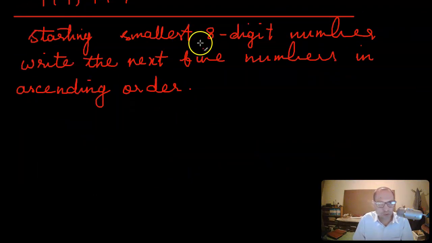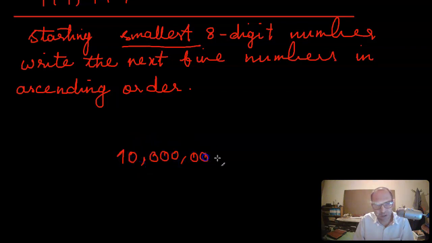Okay. So what is the smallest 8-digit number? Since I'm looking for the smallest, I go for the 1 and 0s. And then I need 8 digits, which means I need 7 zeros after the 1. So that's the smallest 8-digit number, which is 10 million. In the Indian system, this number is the same as, I think, a crore, if I'm not mistaken. So you would write the number this way, and that is 1 crore, right? 10 million is a crore.